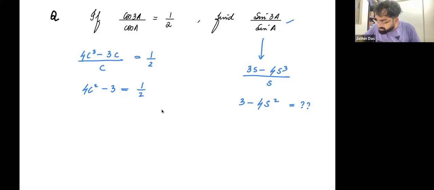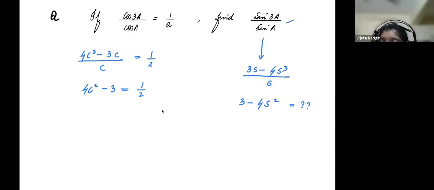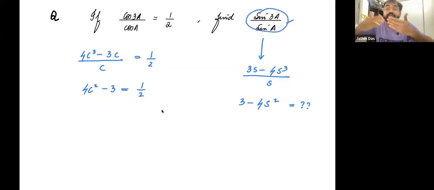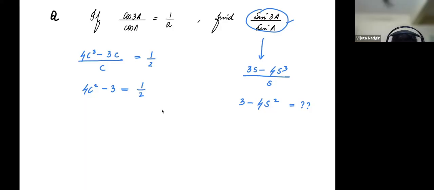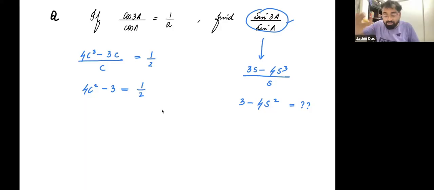And when you expand this, you get a sine square. So when I expanded it and divided by sine, exactly how you did for cos 3a by cos a, I get 3 minus 4 sine square. But here I am getting the value of cos square, so I don't need cos square, I need sin square. So I'll write like this.